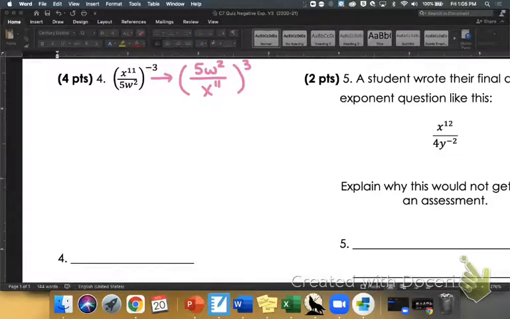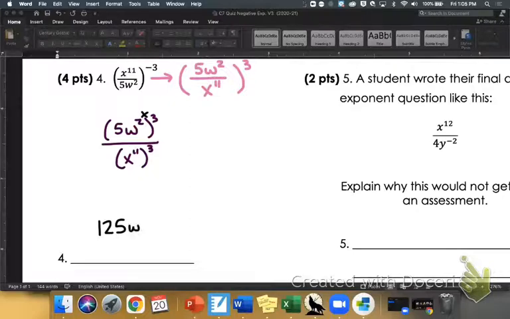So now I do my power rule. So I need to do it in both the numerator and the denominator of the fraction. So when I finish out my power rule in the numerator, 5 to the 3rd power is 125. And then the special rule is to multiply those exponents. So the 2 on the inside with the w gets multiplied by the 3 on the outside to get a 6 power. And the same thing in my denominator. Power to a power, multiply your exponents. The 11 on the inside times the 3 on the outside gives me x to the 33rd power.